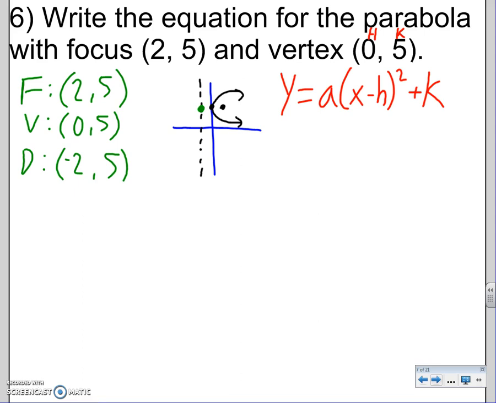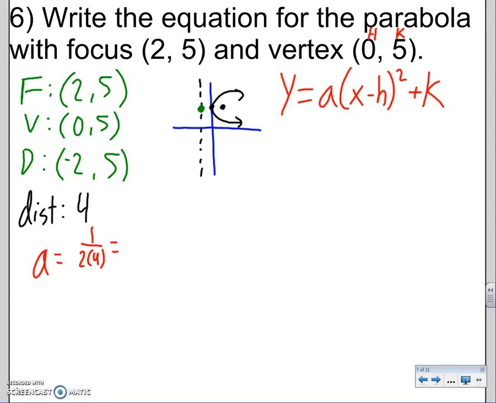Then I'm going to find the distance from F to D. So the distance from F to D, don't look at the 5s, look at the 2s. 2 to negative 2, that's 4 spaces. Once you have that distance of 4, you're going to double it and put it over 1 to find a. So a equals 1 over 2 times that distance, which is 4.